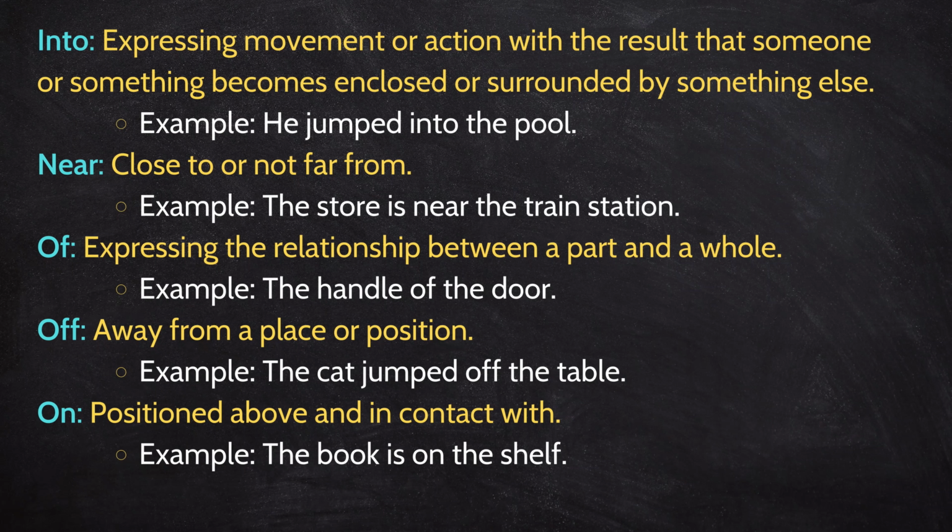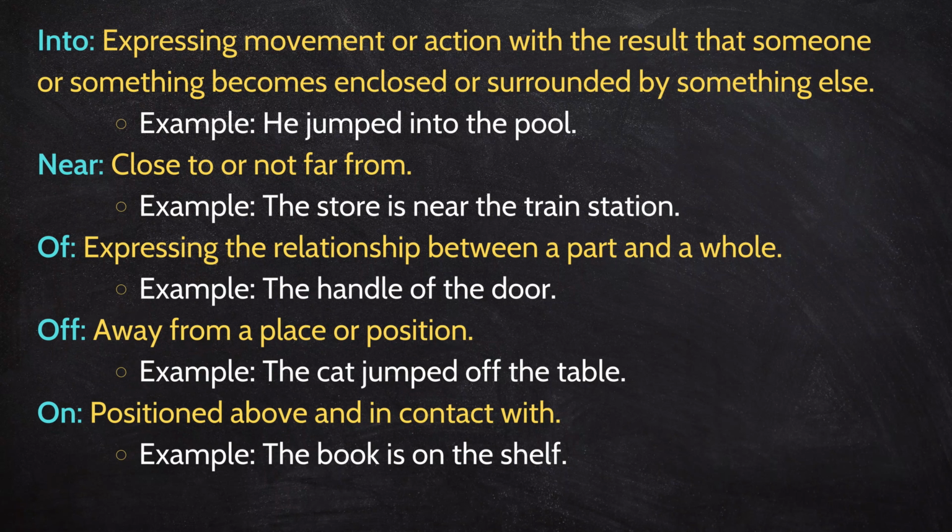Here, into is used when the thing that the action is being done on is surrounded by or enclosed by something else. Near, close to or not far from. Example, the store is near the train station. Of, expressing the relationship between a part and a whole. Example, the handle of the door. Off, away from a place or position. Example, the cat jumped off the table.